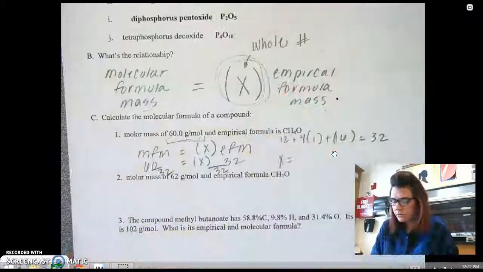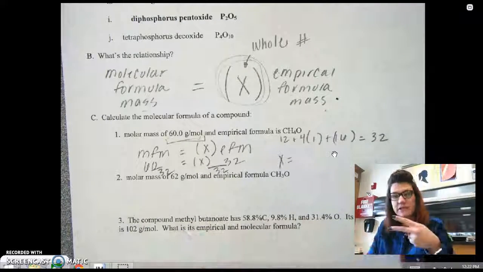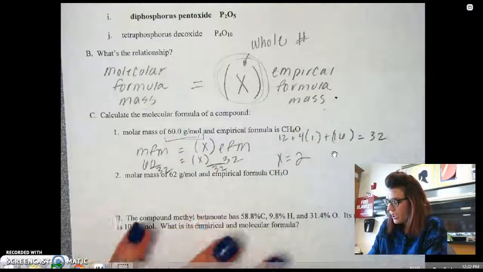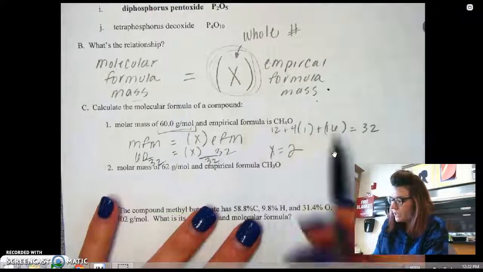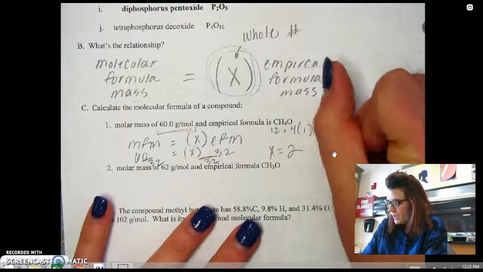So X is equal to 1.875, so we're going to say our whole number is 2. So the molecular formula, now I just have to multiply each subscript by 2. So it's going to be C2H8O2.